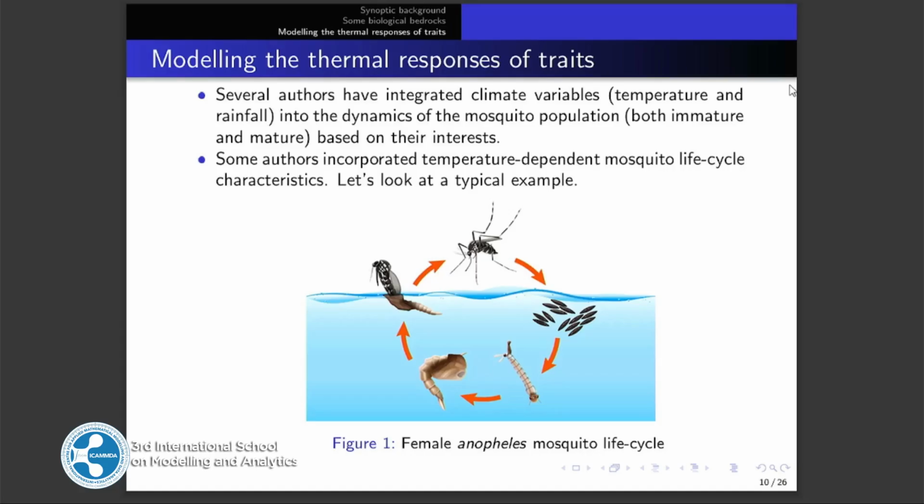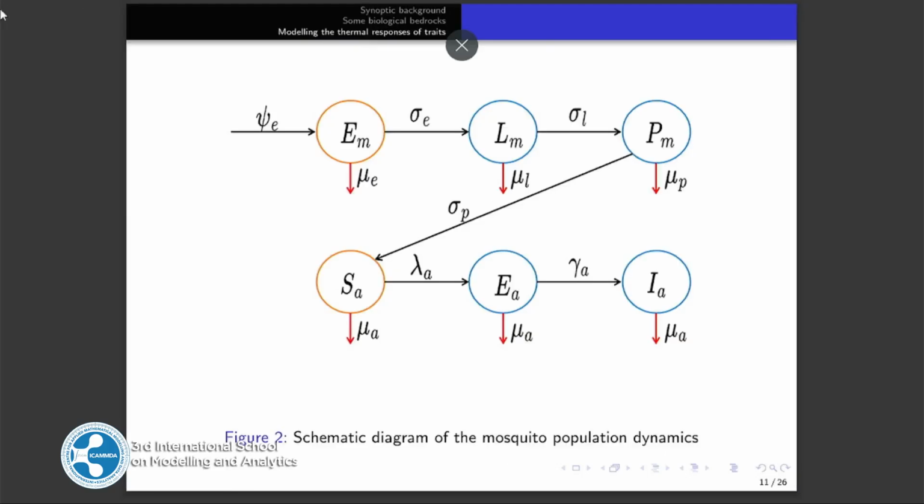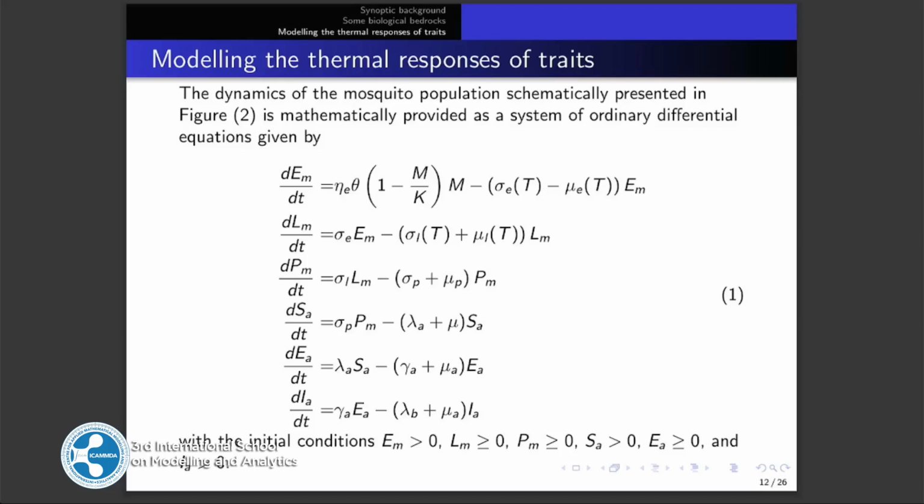Okay, so back to modeling the thermal responses of traits. Like I said earlier, I pointed out that I made a typo.